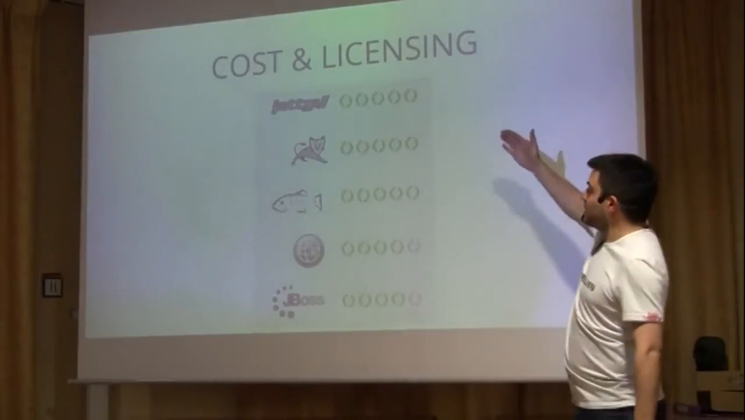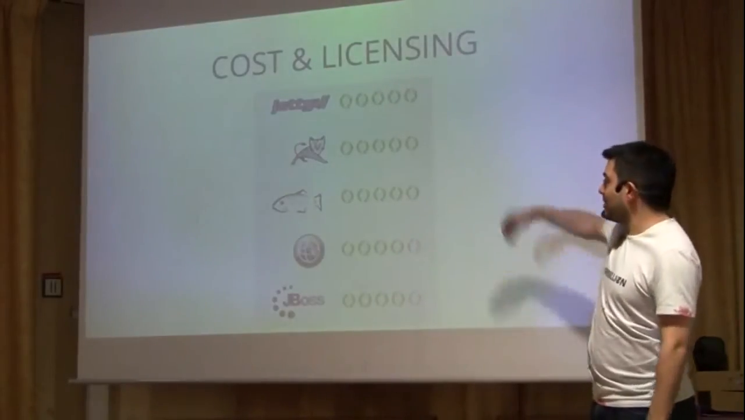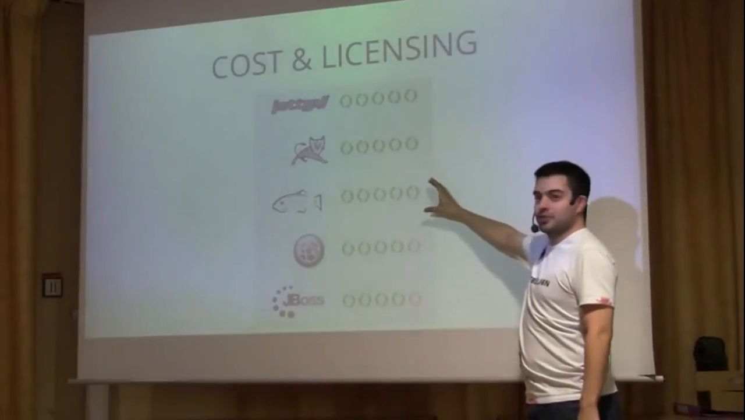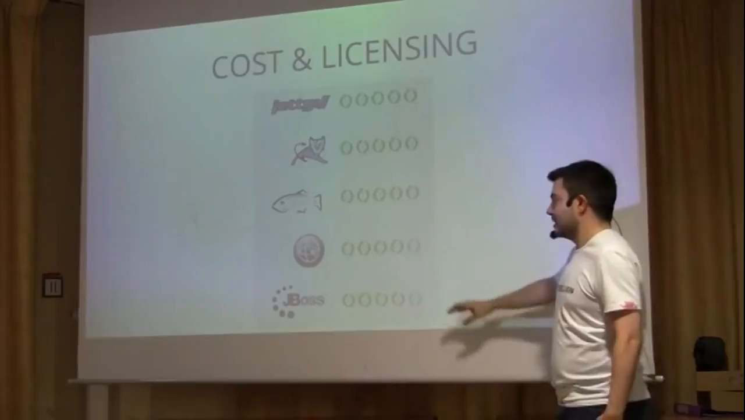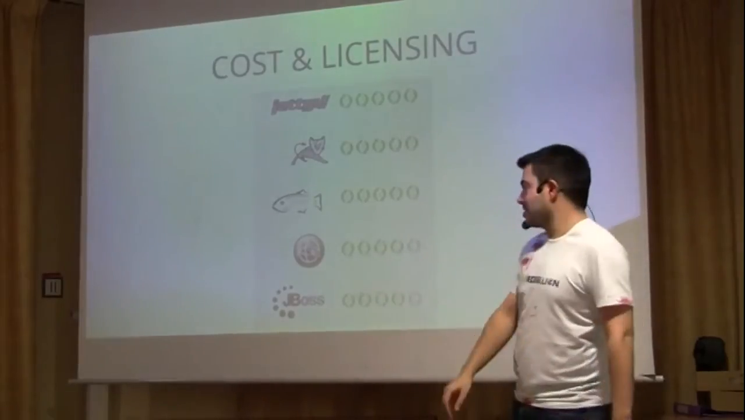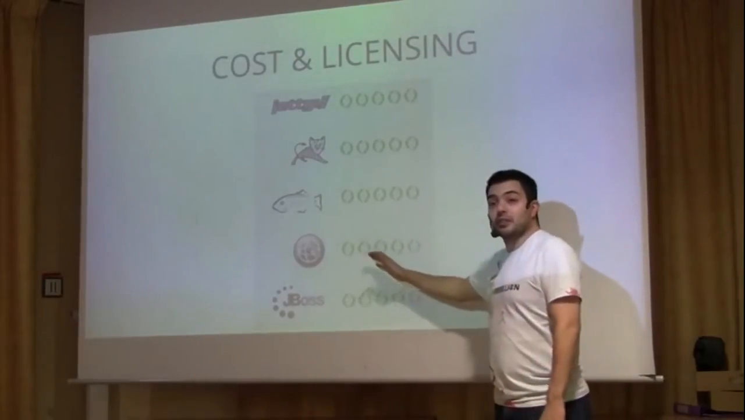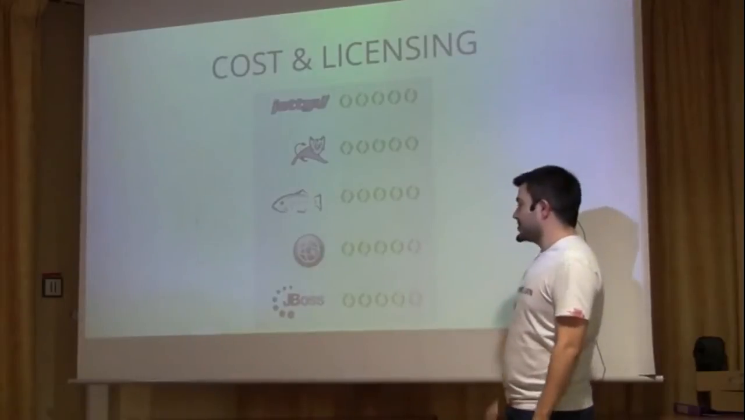Okay, so Jetty, Tomcat, awesome licenses. Everything's awesome. GlassFish, pretty awesome, but this was written a long time ago. Liberty Profile, there's a lot of licensing information there. From a development point of view, it's free, so that's good. JBoss, equally.